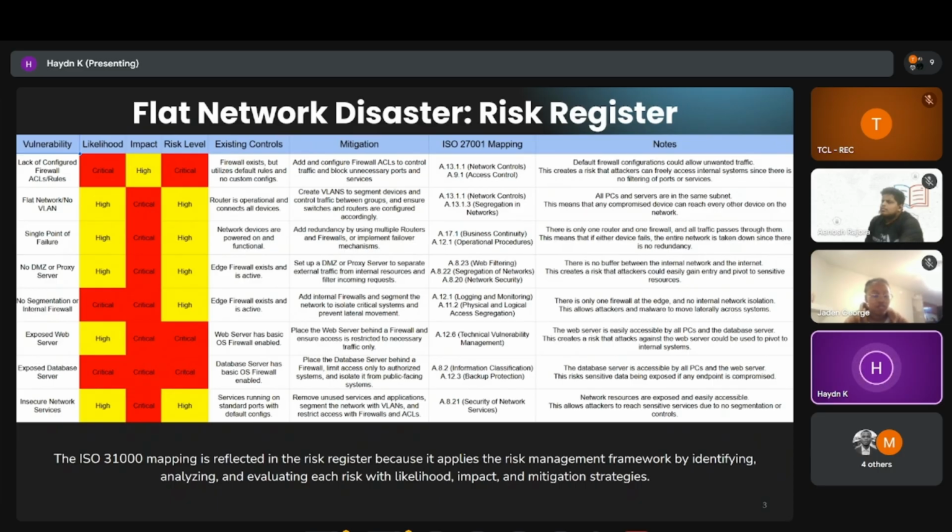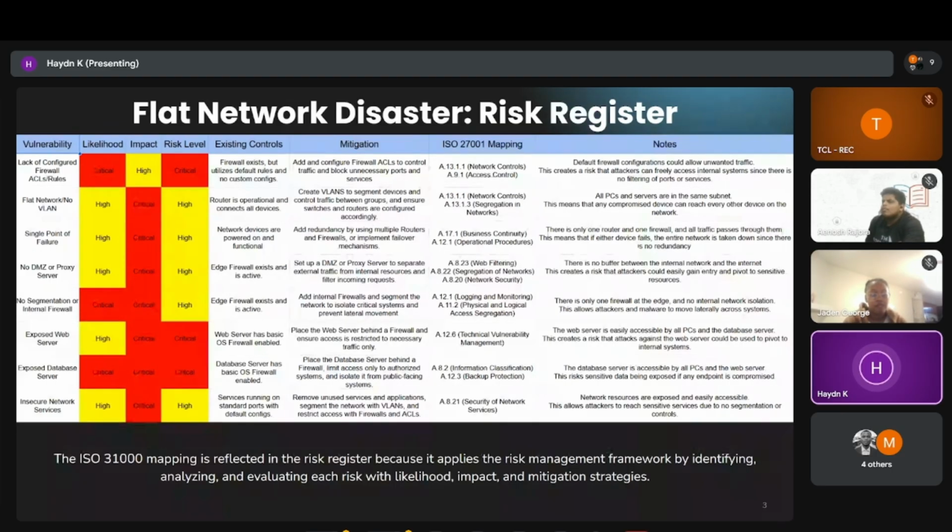The exposed database server is critical across the board. Once again, it has a basic OS firewall, but we should place that one behind its own firewall as well and configure it appropriately to limit access to only authorized systems and isolate it from public-facing systems. And then lastly, we have the insecure network devices. Services, high likelihood, critical impact, and high risk level.